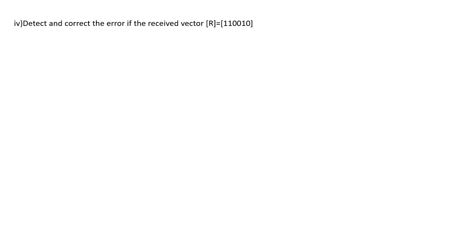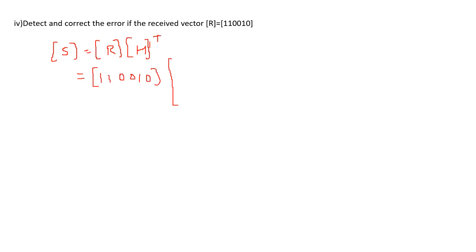Fourth question, to detect and correct the errors if the received vector R is 1 1 0 0 1 0. So first we'll write the S matrix. S is equal to the received vector R times the H transpose matrix. So R received is 1 1 0 0 1 0 and the H transpose matrix is 1 0 1, 0 1 1, 1 1 0, and the identity matrix 1 0 0, 0 1 0 and 0 0 1.